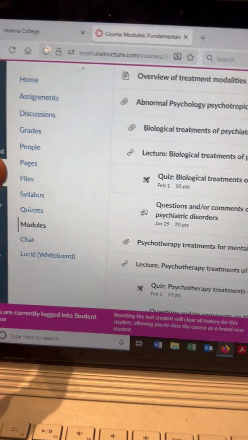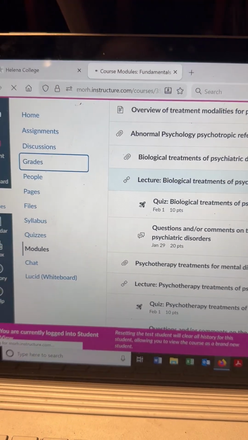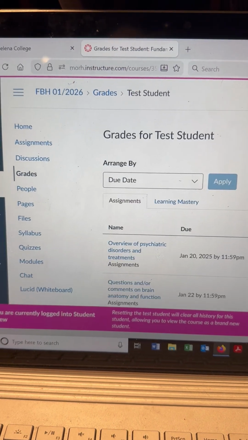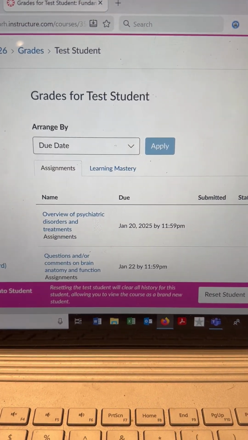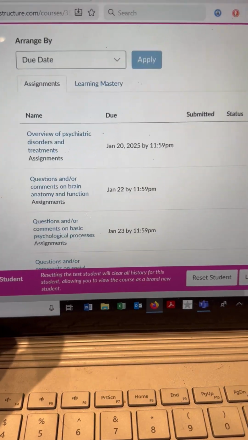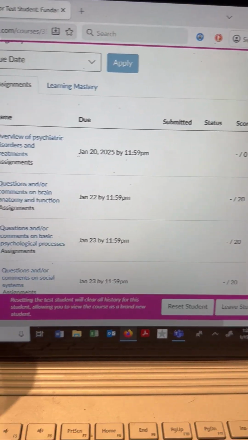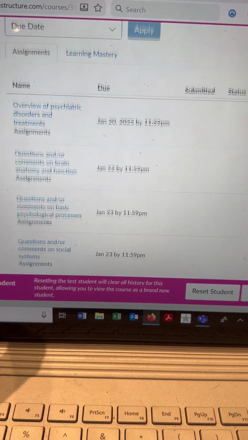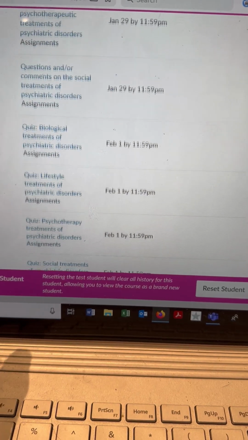You can check your grades over here. There's nobody graded yet. Nobody else has your grade. This will show you what you got, your score, and that's how you find that out. They're all right there.